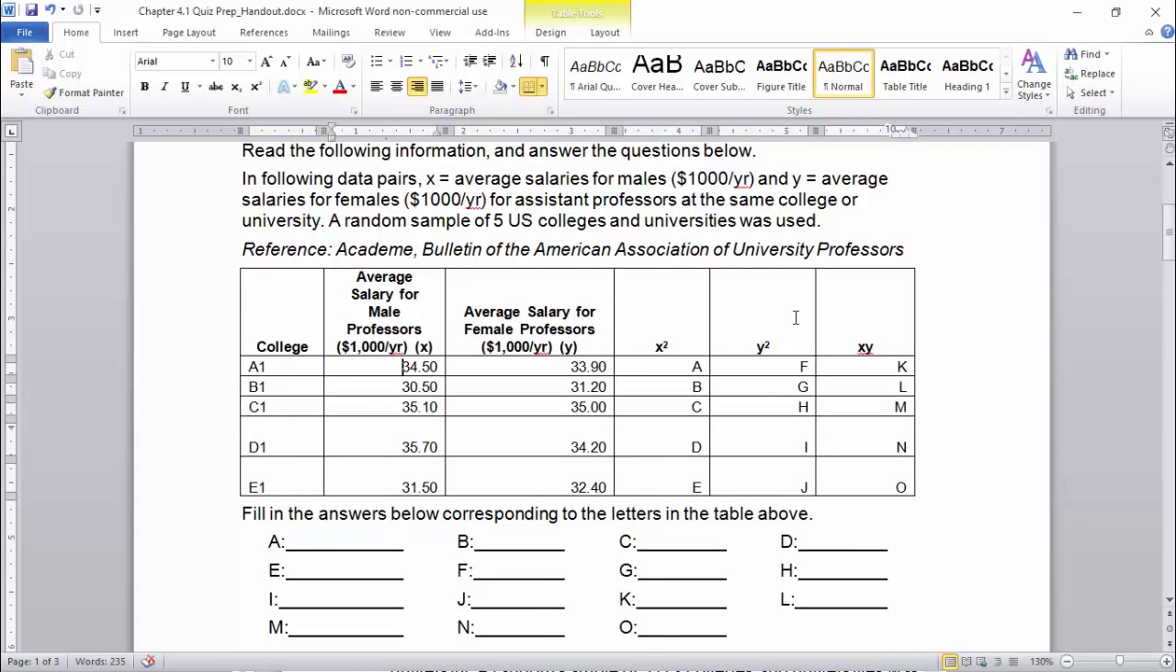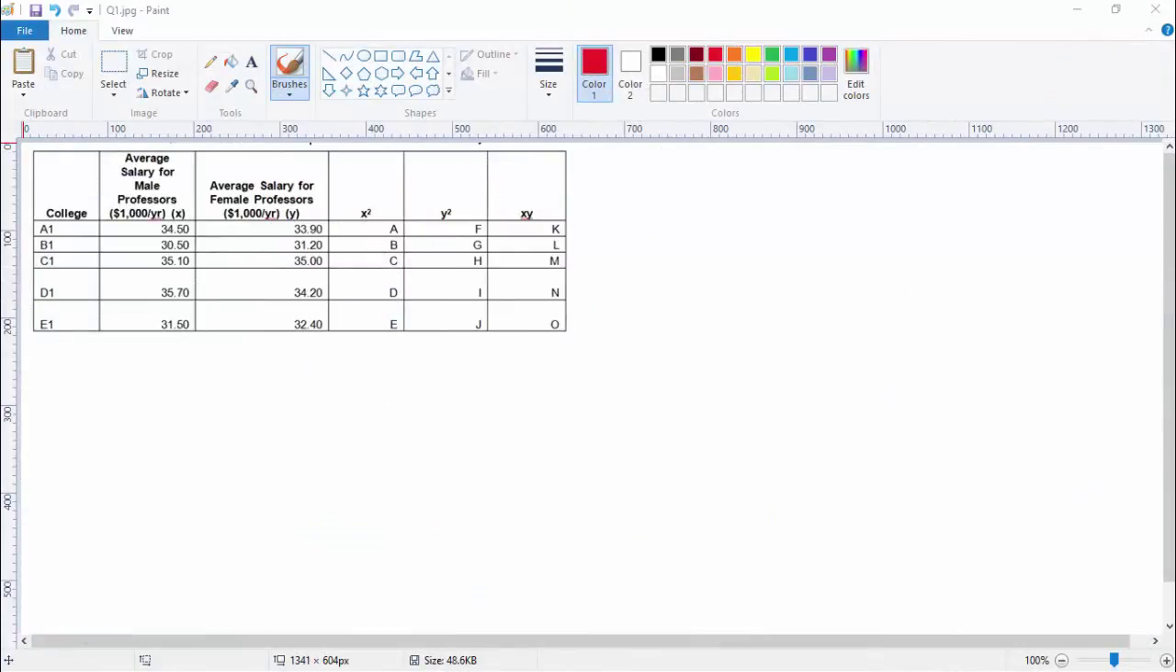So let's get started. I transferred this over here so we could draw on it and start filling it in. Let's start with the first row, which is college A1. What are we going to have to fill in? We're going to have to fill in x squared, y squared, and x times y.